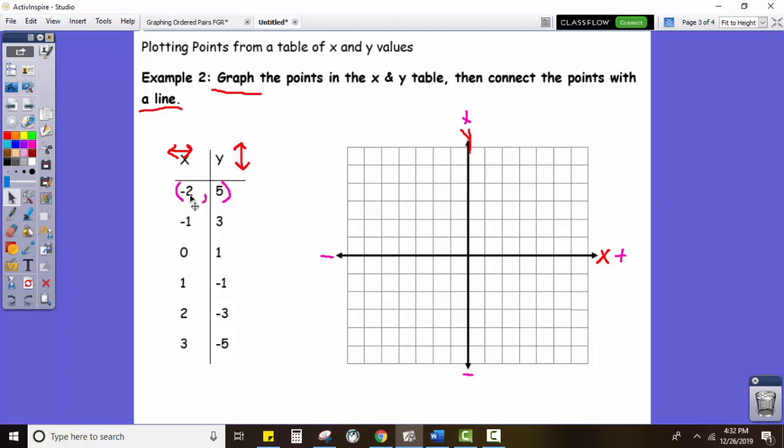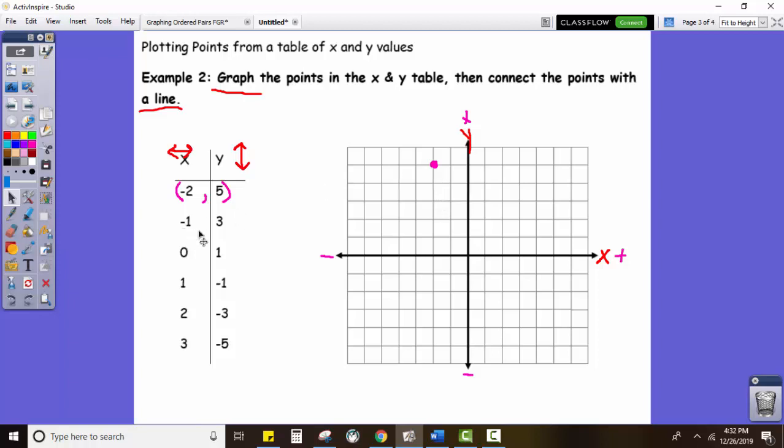So let's take a look at our first point, -2, 5. So I'm going to start at 0. First, I'm moving over -2. So here's -2, and then +5. So I go up to 5. 1, 2, 3, 4, 5. And I put my point right there.